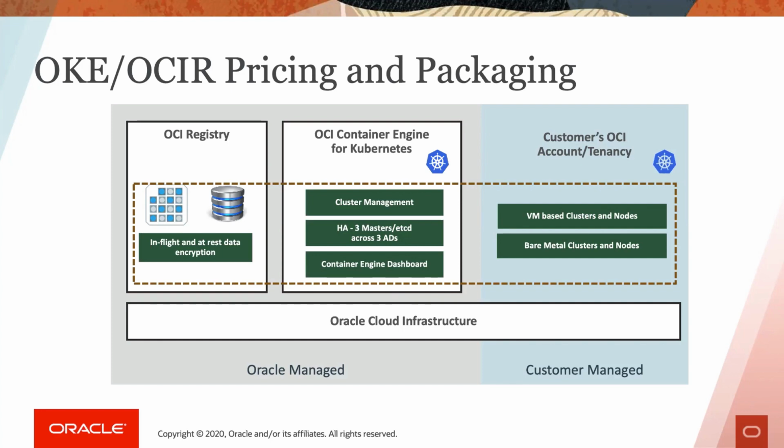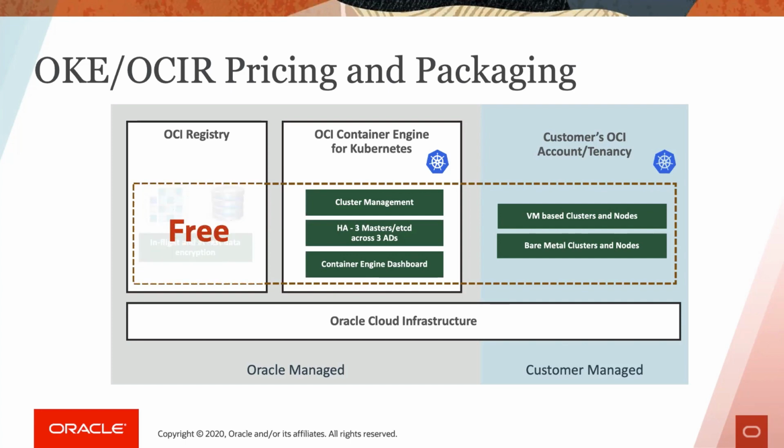If you look at the costing model, the gray area on the left is what Oracle manages. And on the right are the components that the customer needs to manage. On OKE and OCIR, etcd and the master nodes are managed for you. Upgrades are supported in the container engine dashboard. It's very easy to upgrade the master nodes, and the nice thing is you decide when to upgrade. The customer only needs to manage the worker nodes and the application that is running.